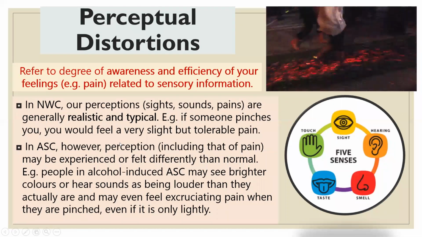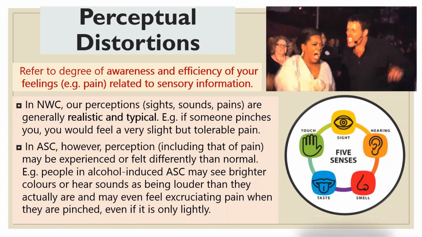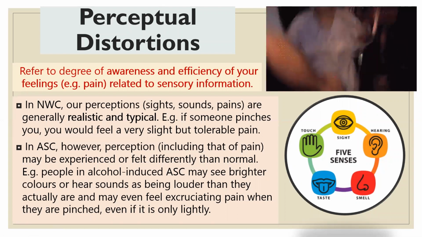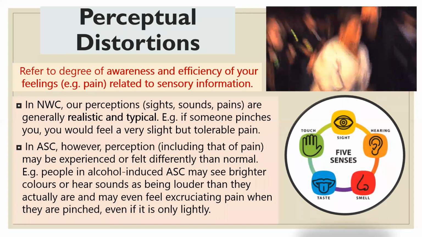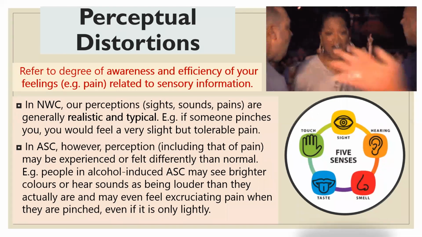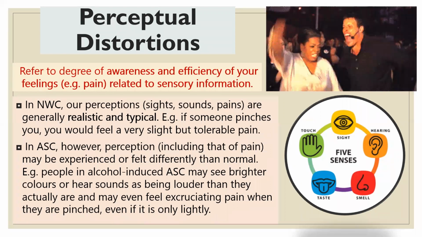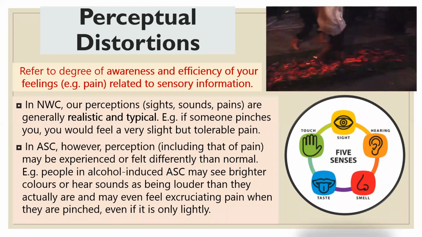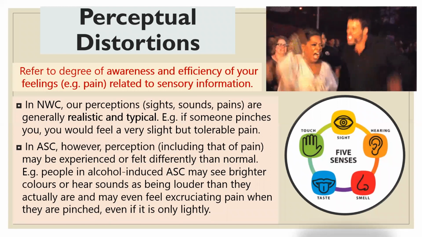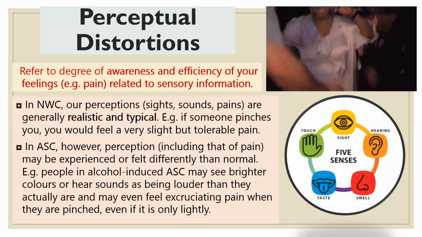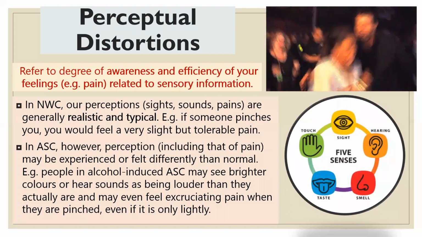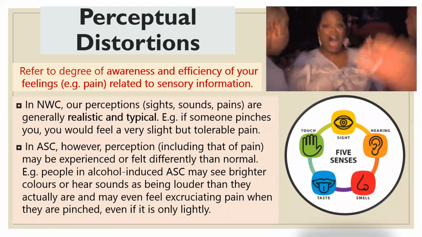Perceptual distortions. So if you look at this GIF here of Oprah walking on hot coals, this was basically when, as a part of her show, she went to some retreat. It was a place where she learned self-control, and she learned to control her thoughts and her feelings.